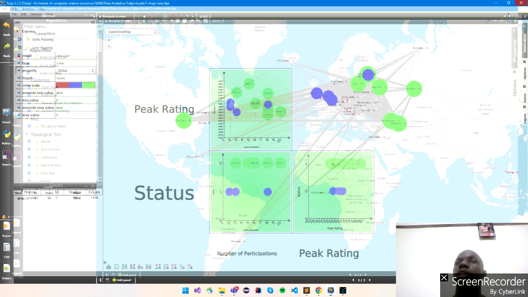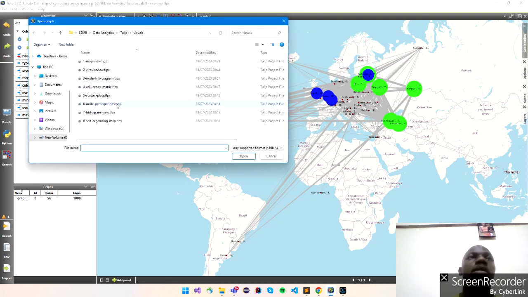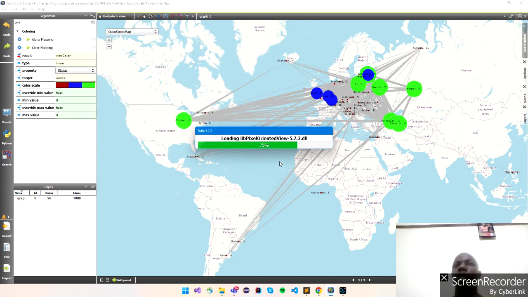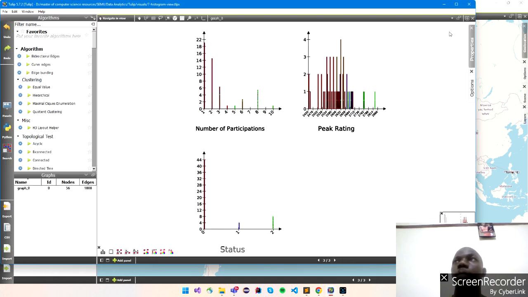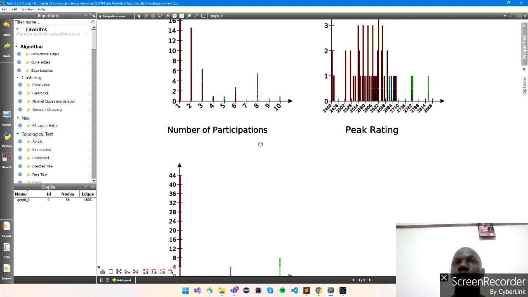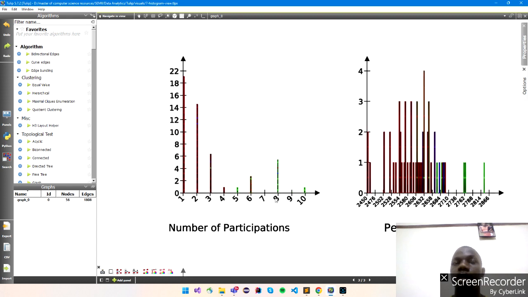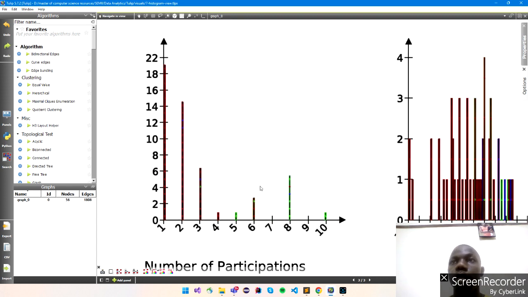So let's open another visual. Okay, we have the histogram next. Let's see what the histogram tells us. We have three histograms still, and in this histogram we have the number of participations. As you can still see, we are maintaining our color coding.